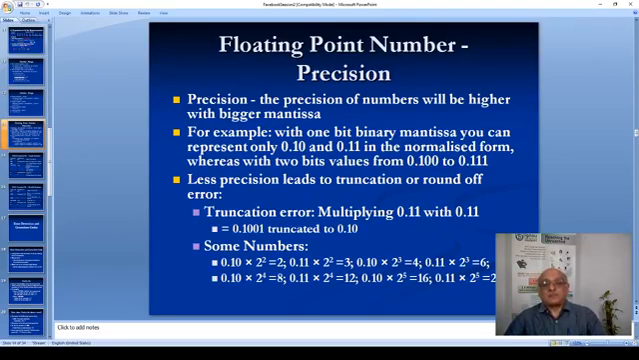Now let us look into another issue as far as floating point numbers are concerned. It is about the precision of the number. Roughly put in words, precision is how precisely you can represent a number using this format. The precision of a number will be higher with a bigger mantissa. The bigger the mantissa, the more chances of representing a number closer to the actual one. Let me show this with the help of an example.